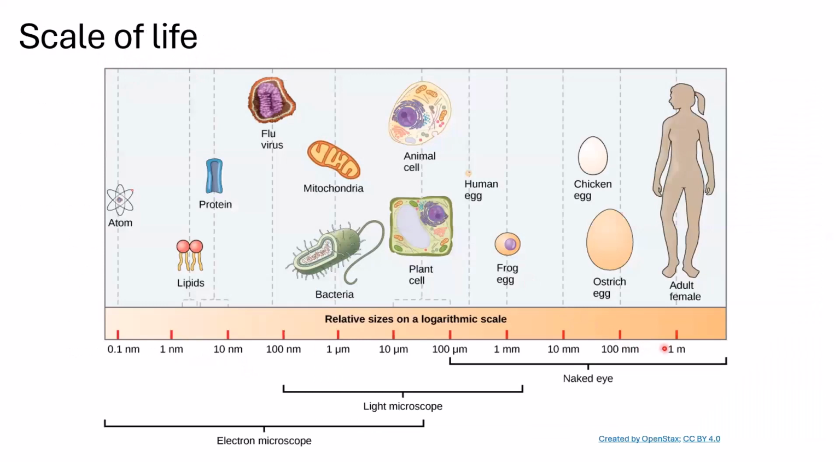The scale is logarithmic, which means that each tick mark represents a 10 times difference in size. We can see quite a few things just with our eyes, but would need a light microscope to see anything smaller than 100 micrometers, such as cells and some organelles. An electron microscope is needed to see things that are even smaller, such as macromolecules.